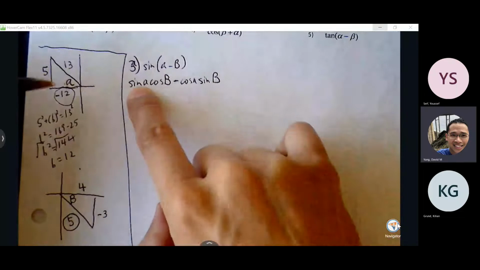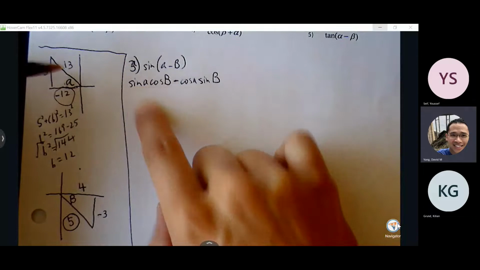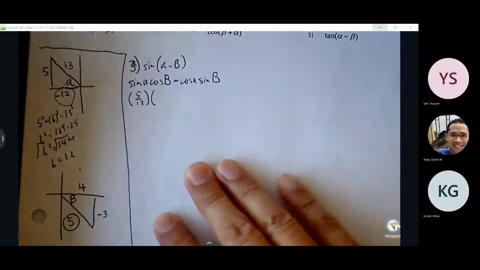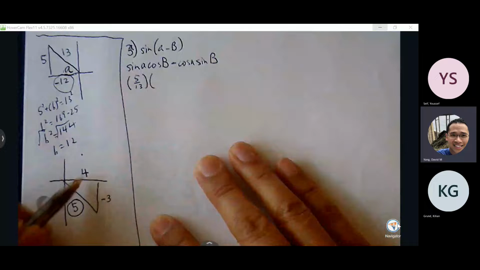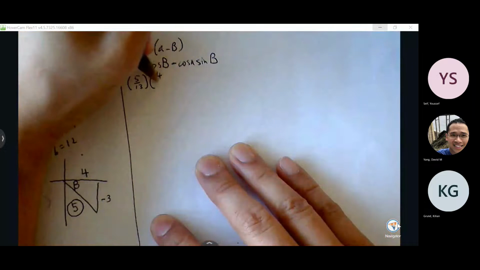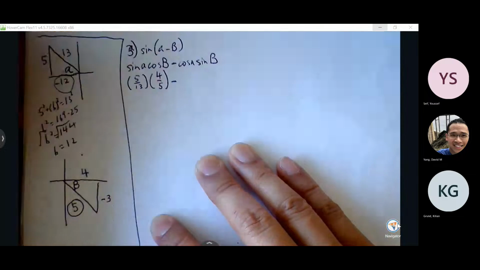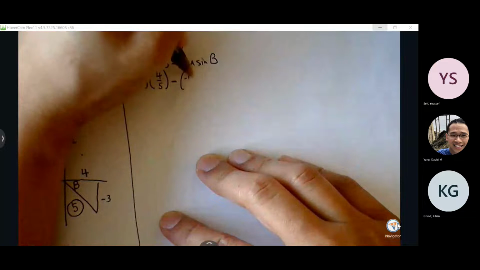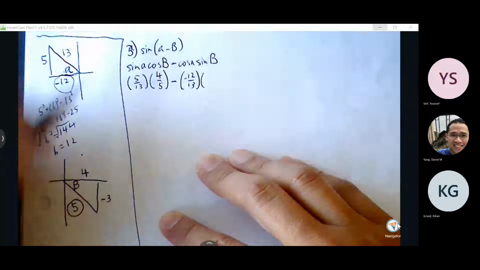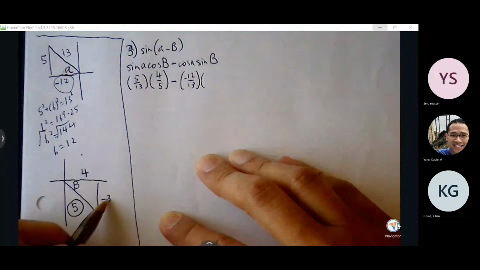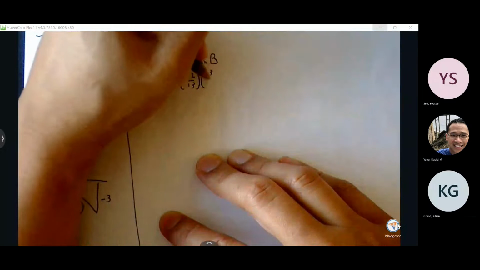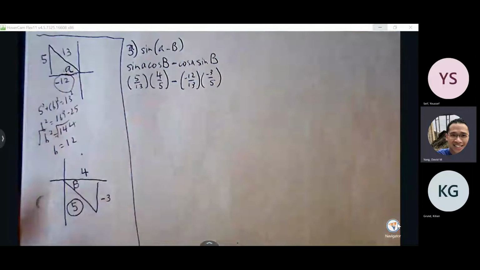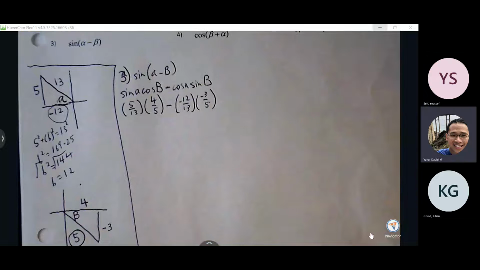All right, sine of A, I'll pull this from the first triangle here. So 5/13. The sine of B, 4/5. Cosine of A, 12/13. Cosine of B, 3/5. The thing is upside down, sorry about that. Change this.